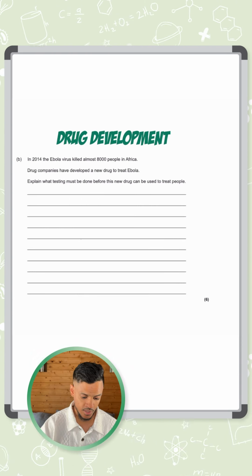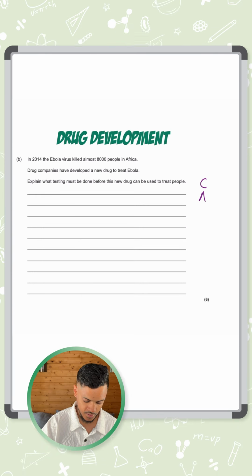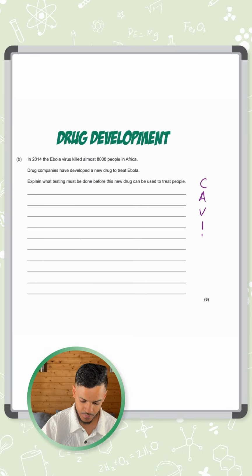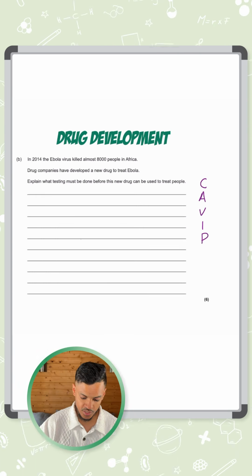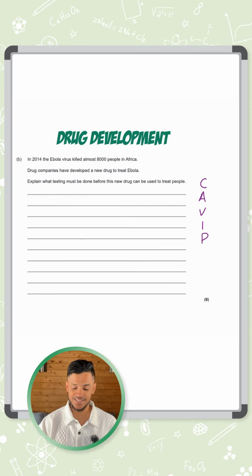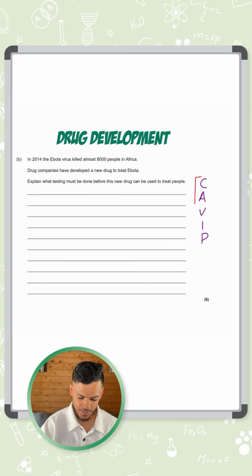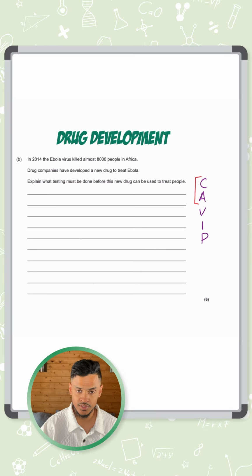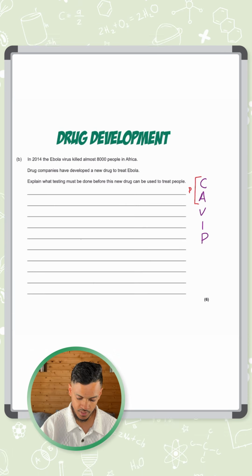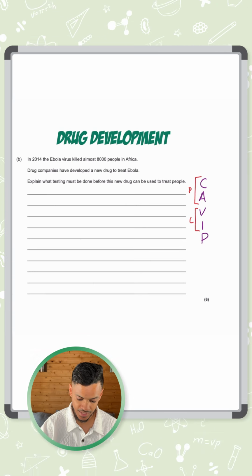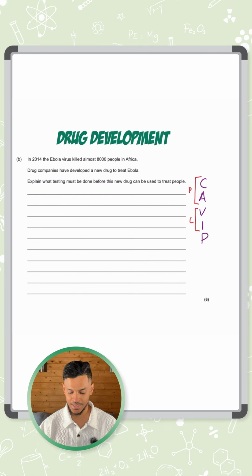And you can use the memory trick here that I like to use, which is CAVIP. Each of these stand for something. So C is the first stage of preclinical trials. So these 2 stages are for preclinical trials. Then you've got these 2 stages which are for clinical trials, and then you've got the P at the end.